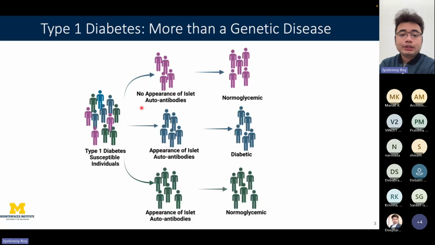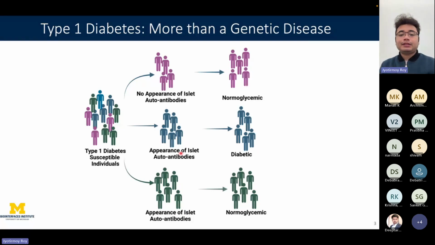One group shows no appearance of autoantibodies and is normoglycemic throughout life. It means that you have the genetic mutation that makes you susceptible or at risk for type 1 diabetes, but you neither develop the autoantibodies in your blood nor any symptoms. So you're healthy throughout your life, you just have the mutation. This is the first category.